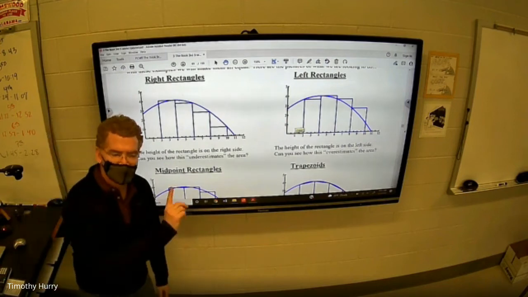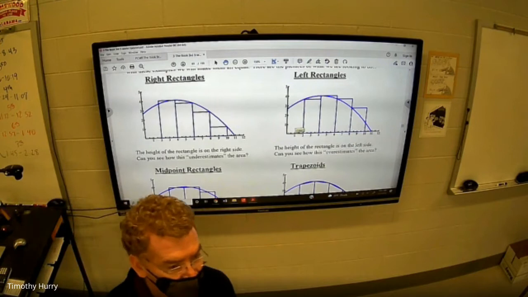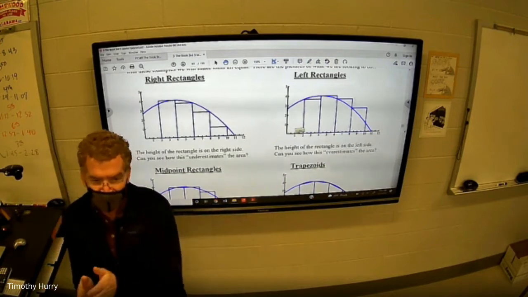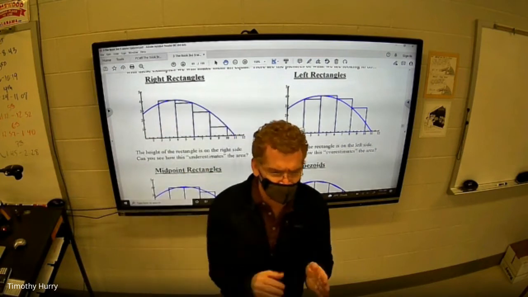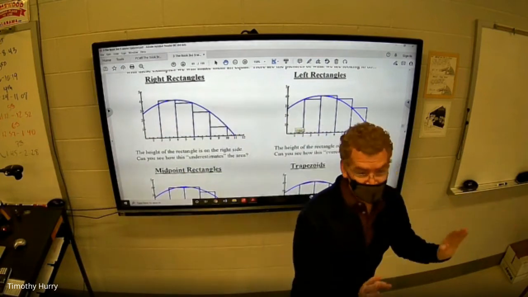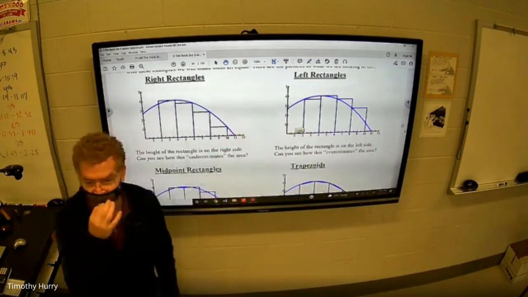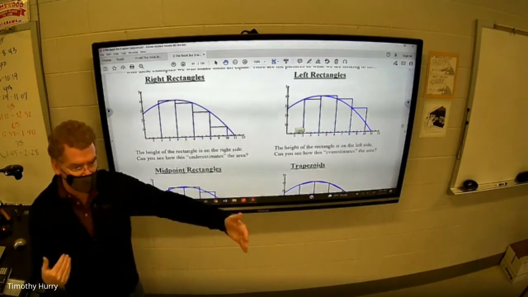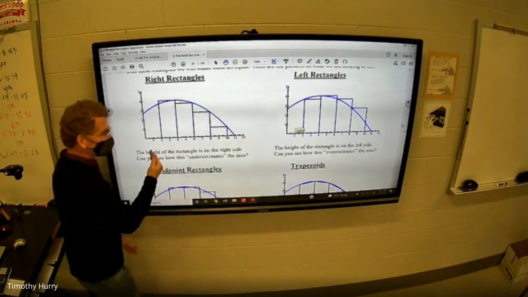And again, we haven't seen this example yet, but sometimes I will tell you the bases. Sometimes they'll say, hey, the first interval has a base of 1. The next one has a base of 3. Next one has a base of 2. Next one has a base of 5. If I tell you that, great. You know those bases. If I don't, you have to figure out how to divide the total by the number of rectangles. And it's always end minus beginning for the total.